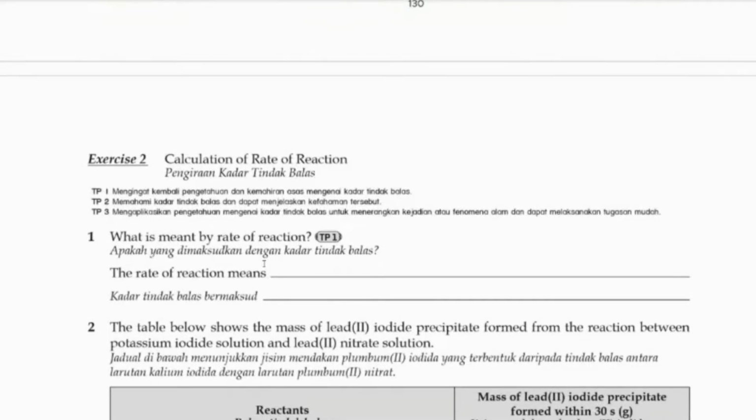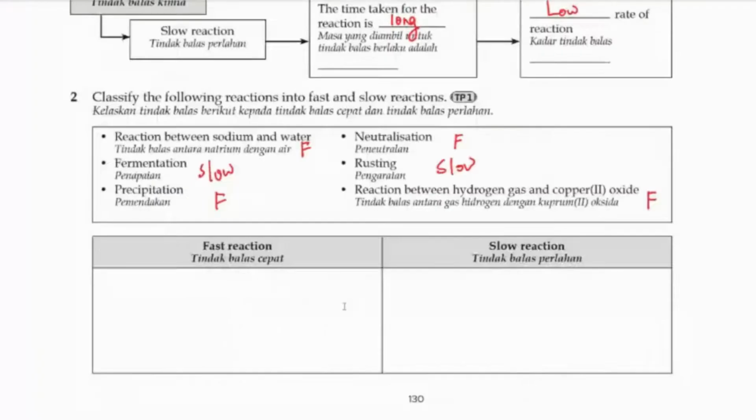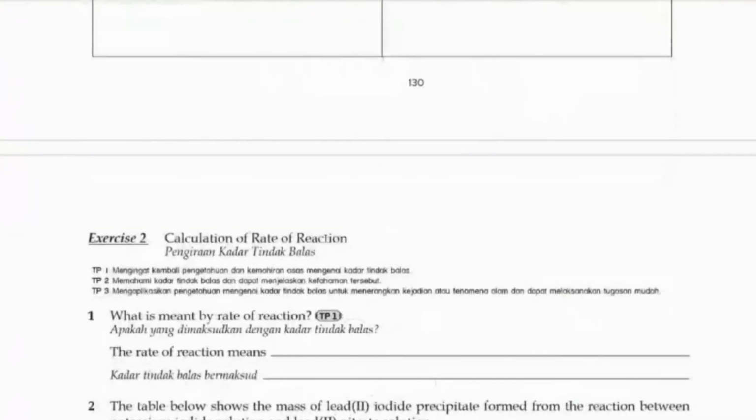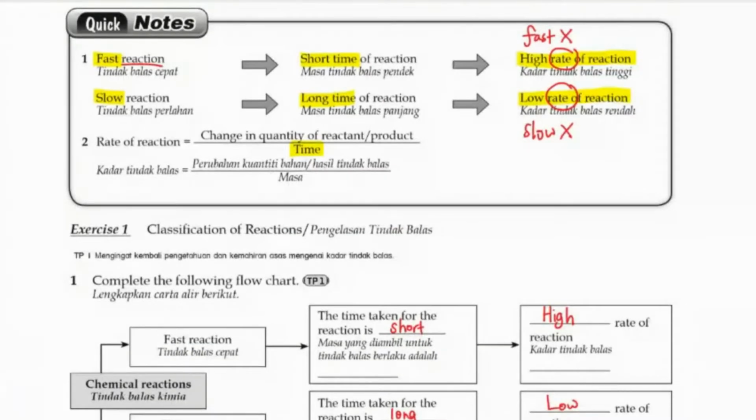What is the meaning of rate of reaction? Based on what you heard, it is the change in the quantity of the reactants or products with time, over the time. This defines the formula.